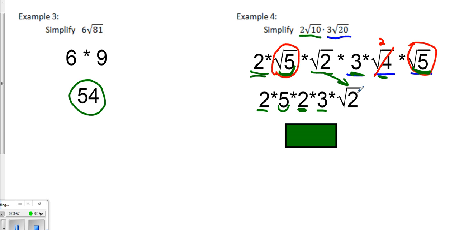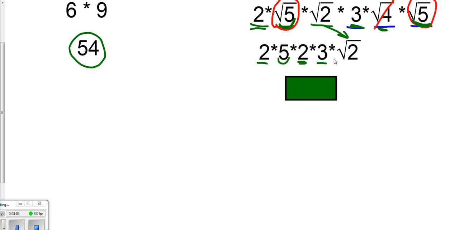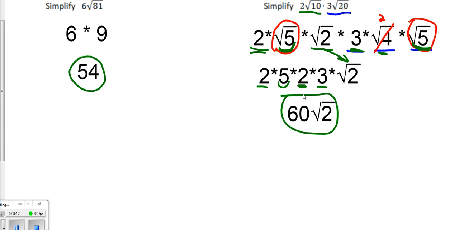Now we've got everything broken down into whole numbers. The only square root left was this square root of 2. So we just say 2 times 5 is 10, times 2 is 20, times 3 is 60. So it would be 60 square roots of 2. We just try to break down the square root part as small as we possibly can.